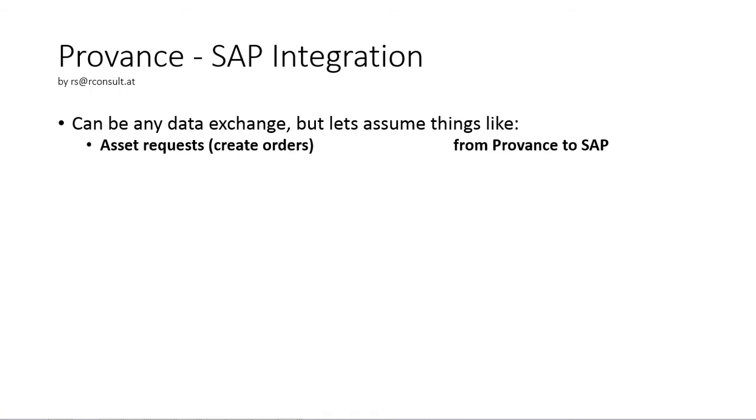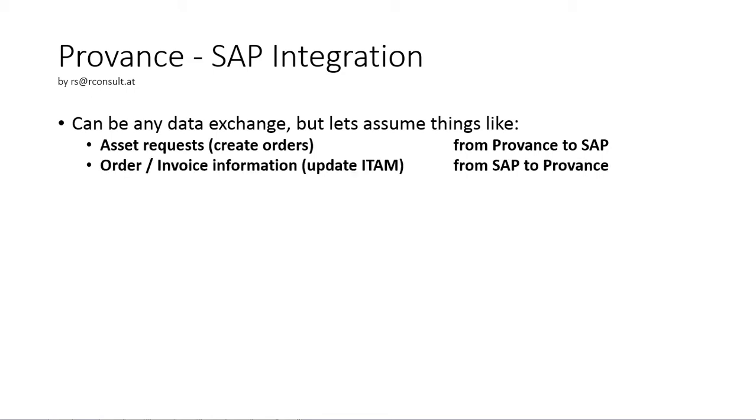I will show you asset requests, so data from Provance to SAP. We will get back data from SAP to Provance, like order information or invoices or received notes. What's further possible is comparing things like inventory scans or reconciliation of the database, which is not shown here. But I think after the demo you can imagine that this is easily possible.